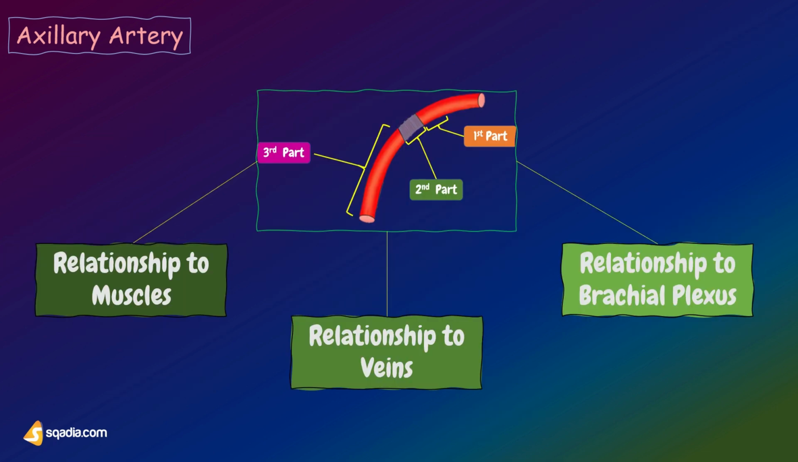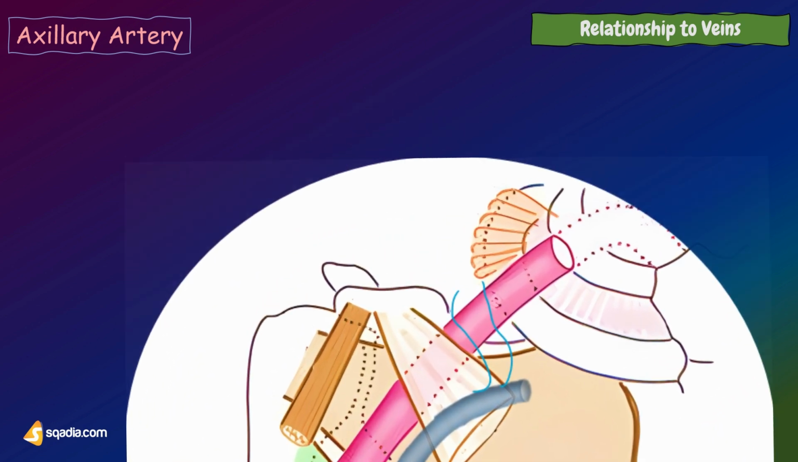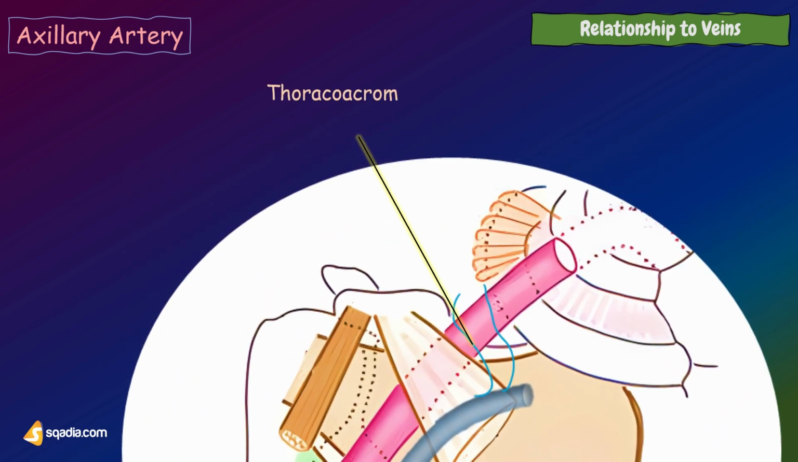Now let's look at the relationship to veins. It is not too extensive, as only the axillary vein is located near the axillary artery. The axillary vein lies anteromedial to the artery. The first part of the artery is crossed by two tributaries of the axillary vein, namely the cephalic vein and the thoracoacromial vein. We will talk about the axillary vein in detail at a later stage.